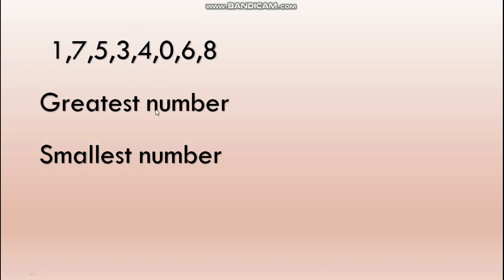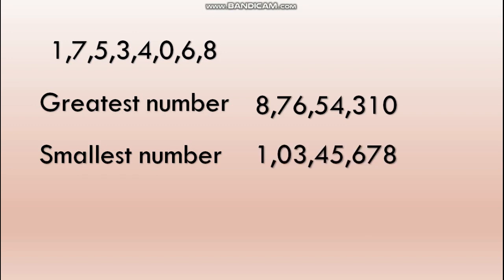To form the greatest number, we will just arrange all these shuffled digits in decreasing order. So the number will be 8 crore 76 lakh 53,410. To make the smallest number, what will we do?